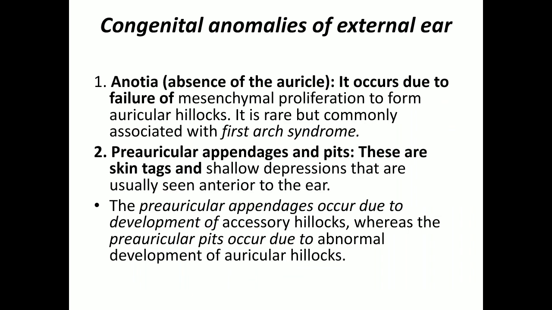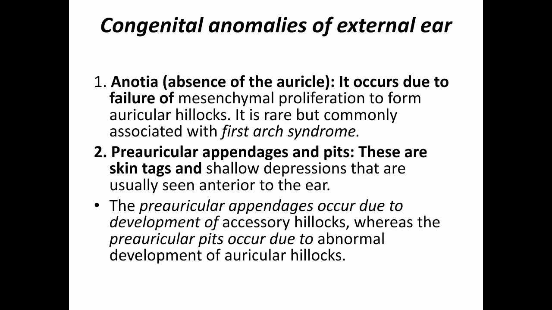Now the congenital anomalies of the external ear: anotia, or the absence of the auricle. It is due to absence of the auricular hillocks, and it is usually associated with first arch syndrome. So absence of the auricle, or anotia, is due to failure of the formation of the auricular hillocks.